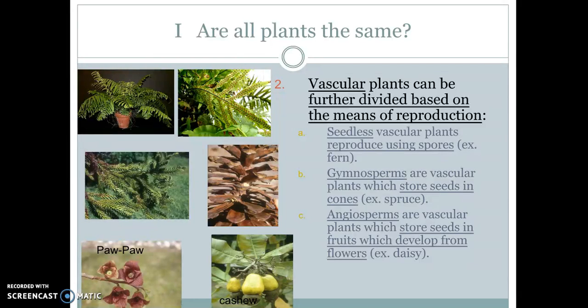Gymnosperms, our middle section of pictures, are vascular plants which store their seeds in cones. This is exactly what a pine cone is. When a pine cone falls, all of those seeds are put back into the ground. And then angiosperms are vascular plants which store their seeds in fruits which develop from flowers. For angiosperms, I like to think Angie likes flowers, so that's an easy way to remember what an angiosperm is.